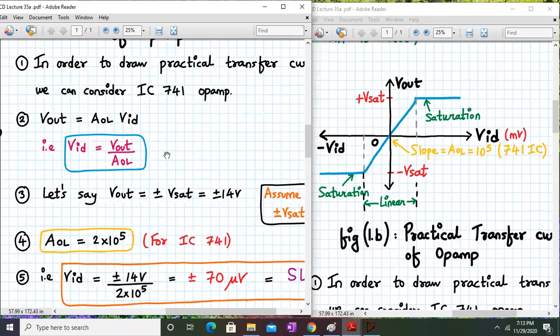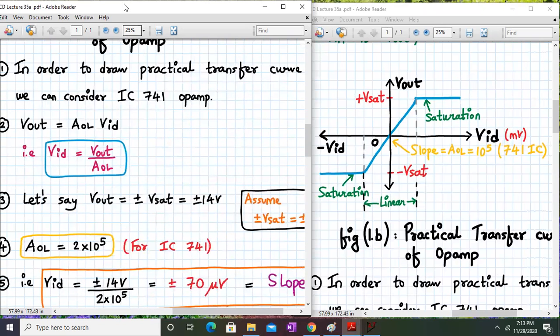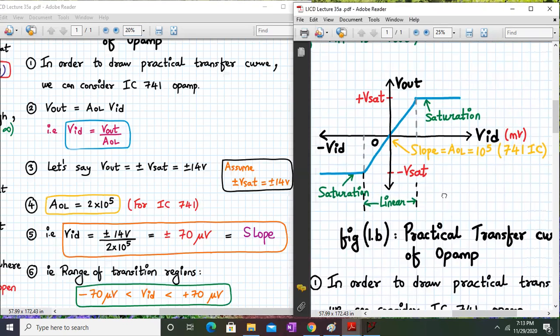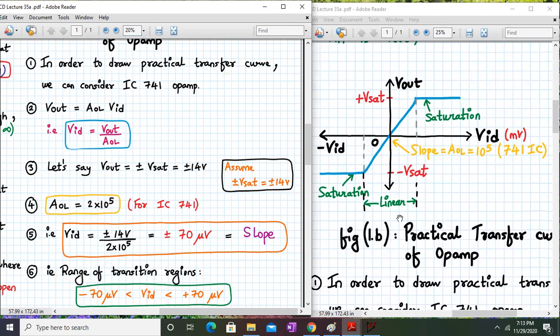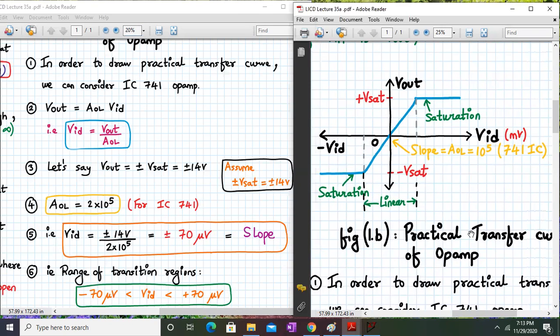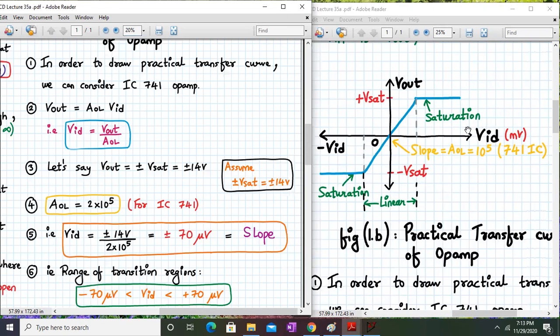Okay. So this is my practical transfer curve, wherein we are considering the Opamp to be a practical Opamp. Here VID will normally be in millivolts, and this is my slope, the transition region. So we have a very, very small linear region. The slope of this line will be around 2 × 10^5 for the 741 IC.